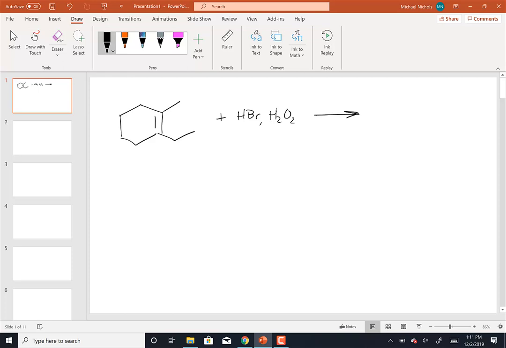When you have your products, product or products, you can hold them up. Make sure that the farther away from me you are, the bigger your structure gets. If you're writing it this big in the back row, I'll have to take a picture of it and blow it up because I'm not going to be able to see that far. Okay, and you can discuss if you'd like.